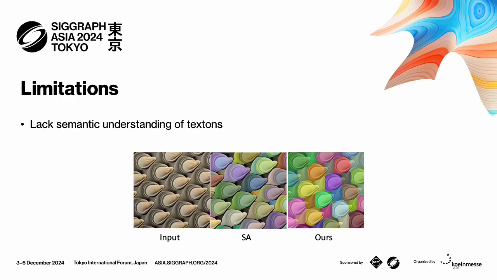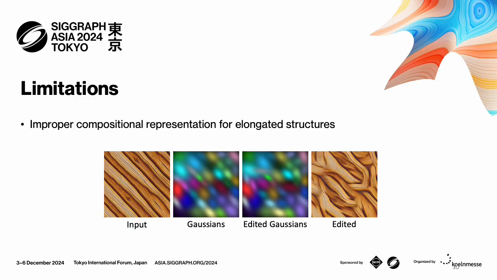Our approach also has some limitations. For example, the taxons we extract lack semantic understanding. As we assume each taxon is locally compact, we can generate elongated taxons.